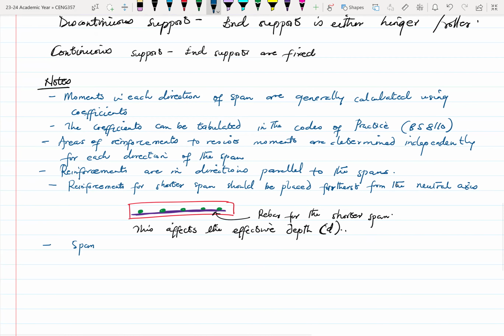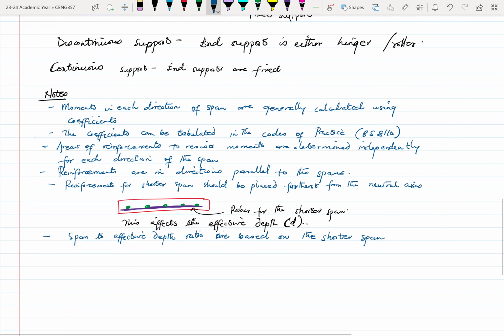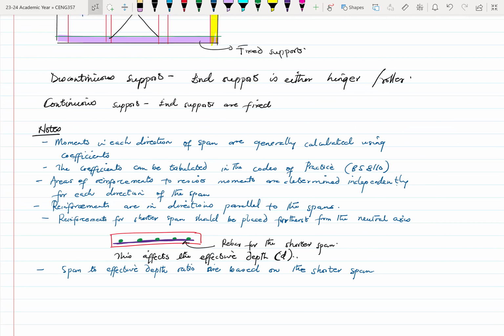All right. Then the last note would be that when calculating span to effective depth ratio, this should be based on the shorter span, right? So the span to effective depth ratio is based on the shorter span. Okay. So these are the key notes which are critical to whatever we are doing. Once we understand this, it's easier to do all our calculations.